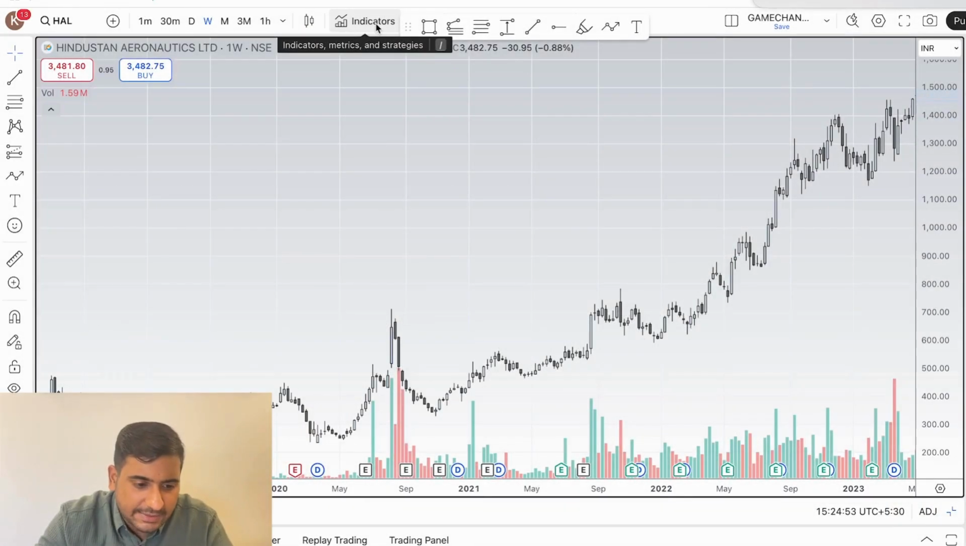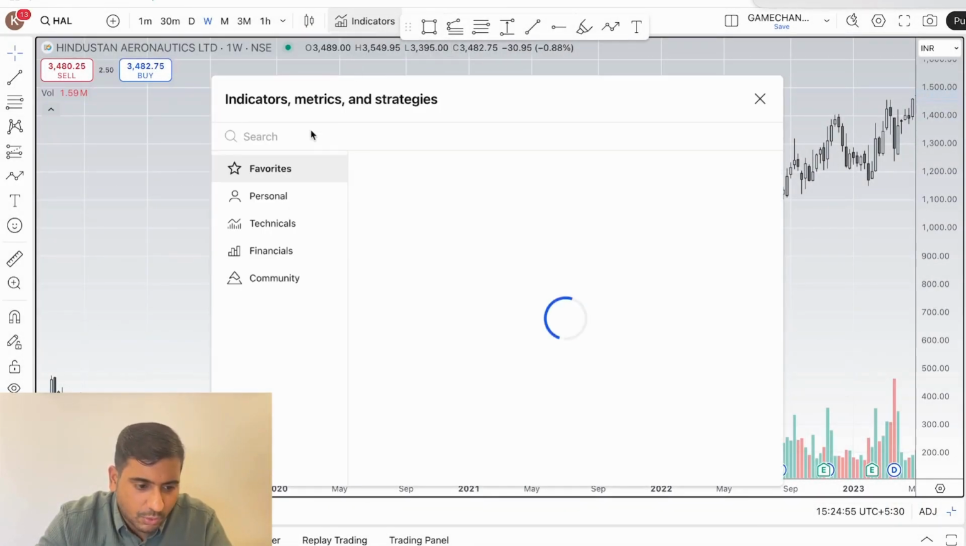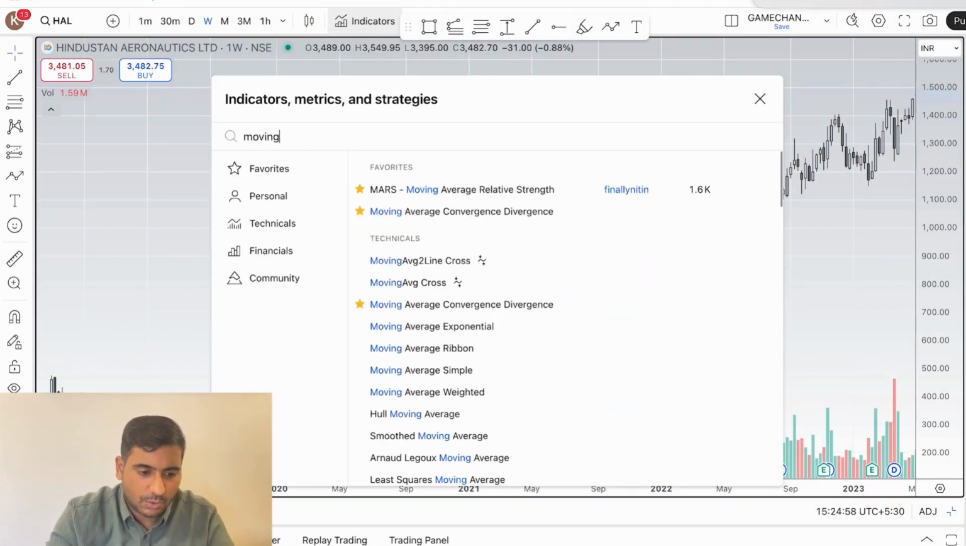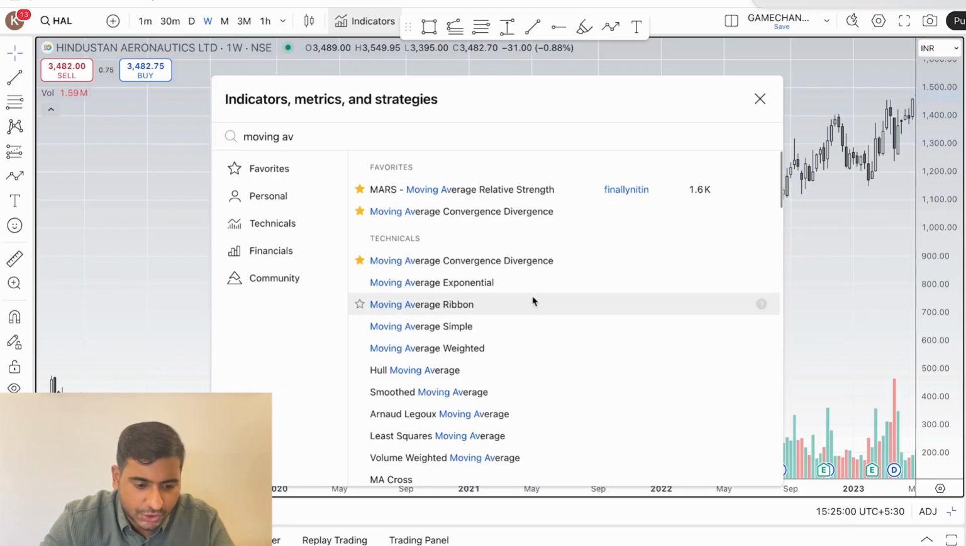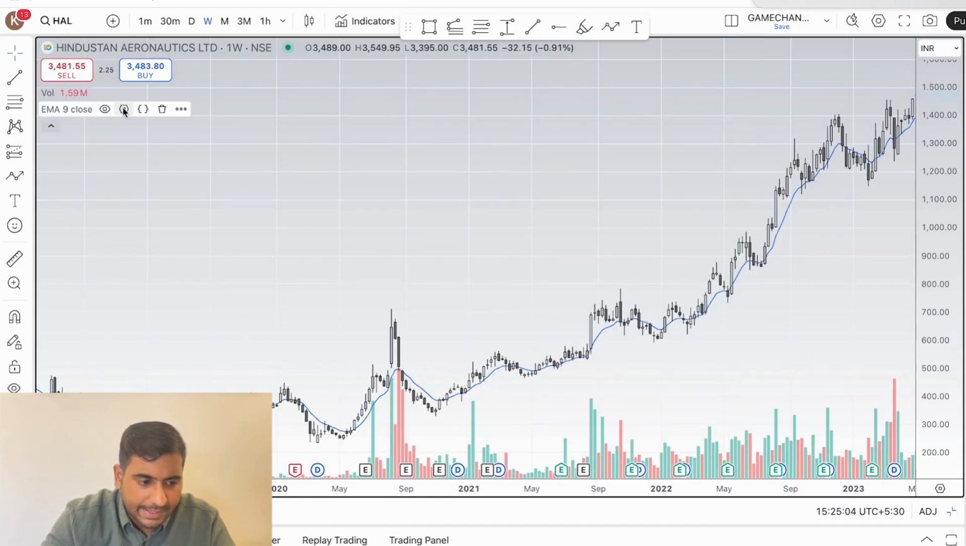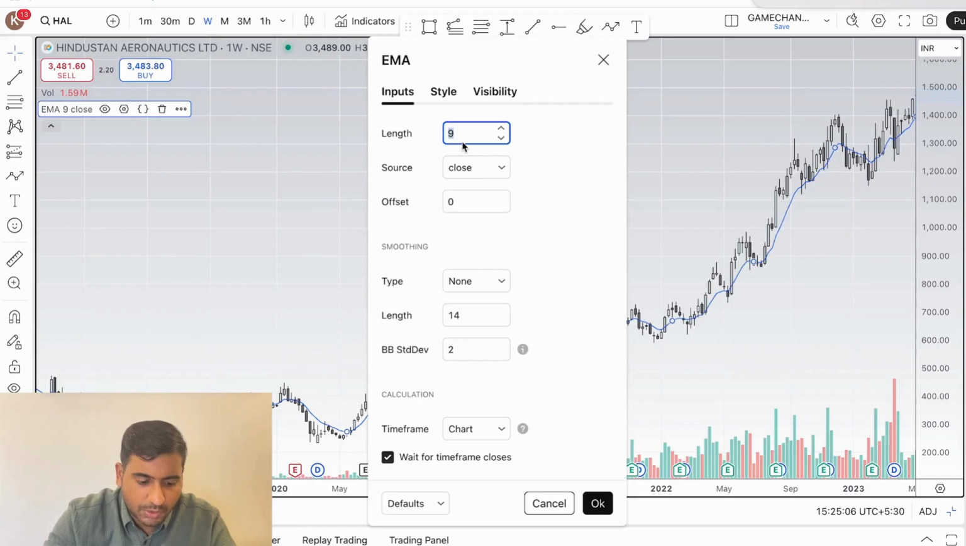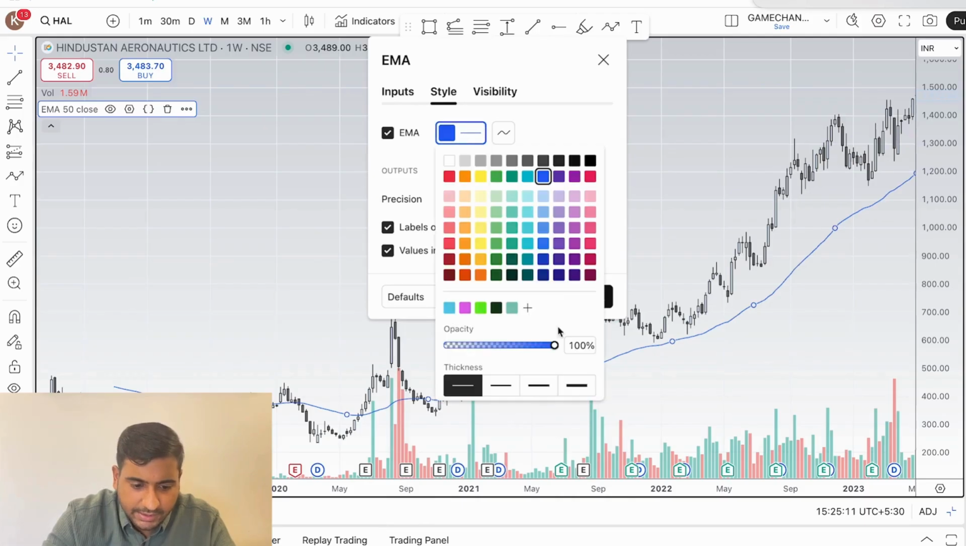So I'm going to add this indicator here. I'm going to go to the indicator tab and just add a moving average exponential. Alright. And this I'm going to convert to the 50 moving average. To make it look a little better, I'm just going to make it a bit thick.